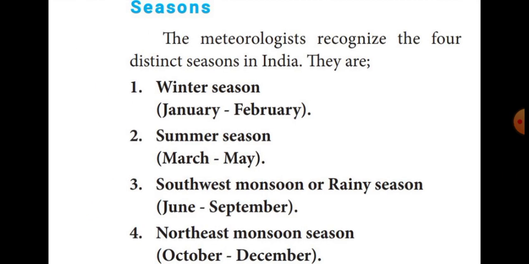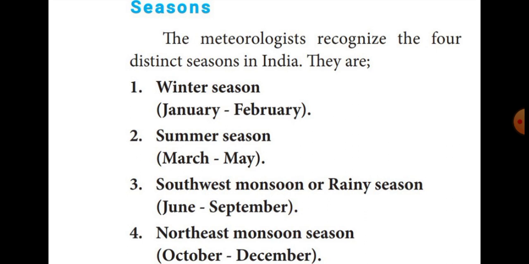How many distinct seasons are there in India? There are four distinct seasons in India. What are the four distinct seasons? Winter season, summer season, monsoon or southwest monsoon or rainy season, and post monsoon or northeast monsoon season.